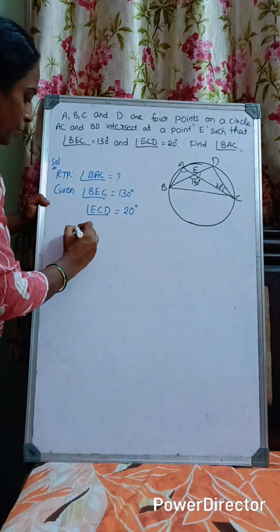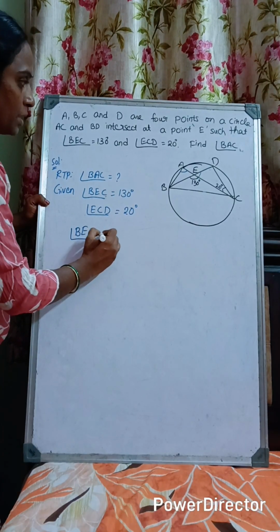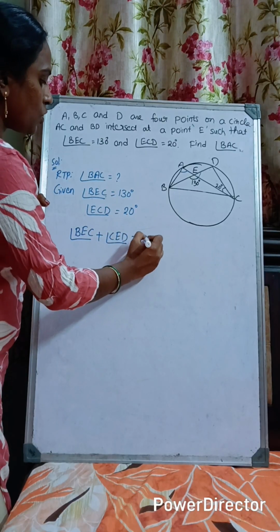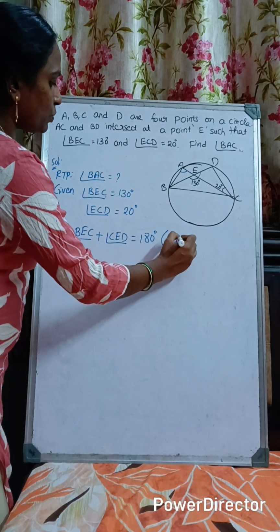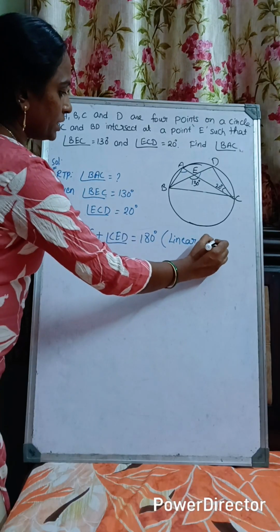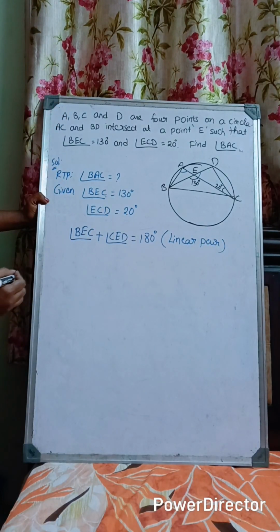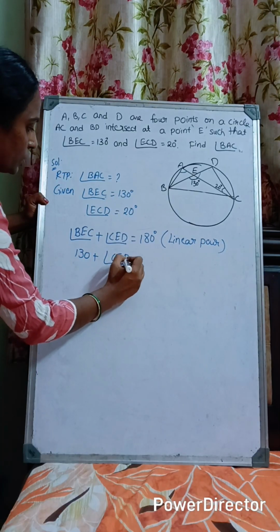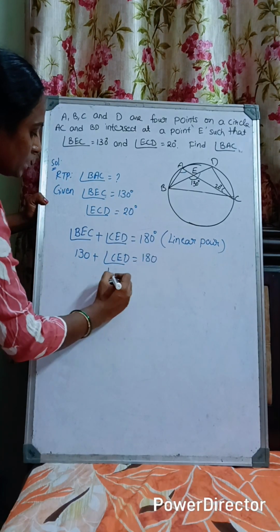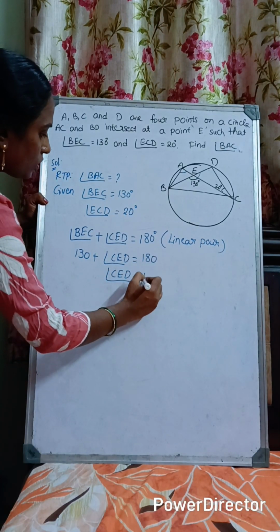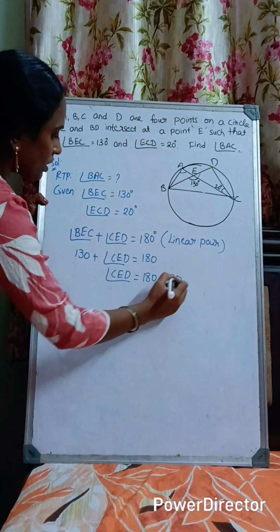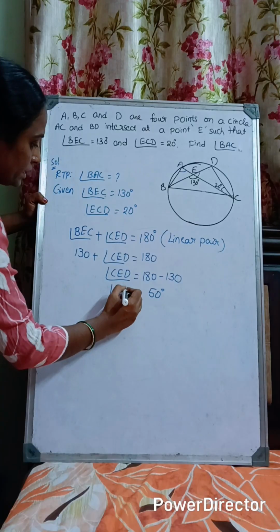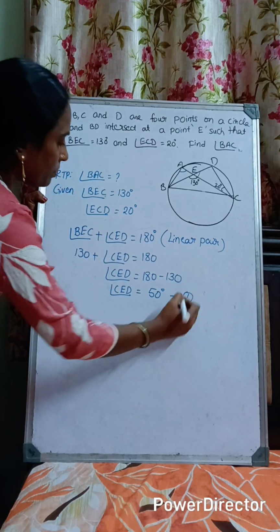Now, we have to apply the linear pair property. BEC plus CED is equal to how much? 180 degrees. By which property? Linear pair. Correct? Now, BEC is how much? 130 degrees and CED we don't know. Then CED is equal to 180 minus 130. It is 50 degrees. Let's give this as equation number 1.